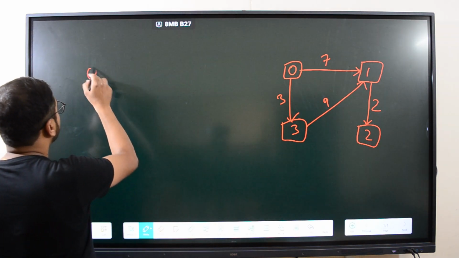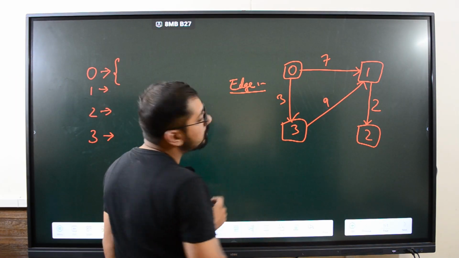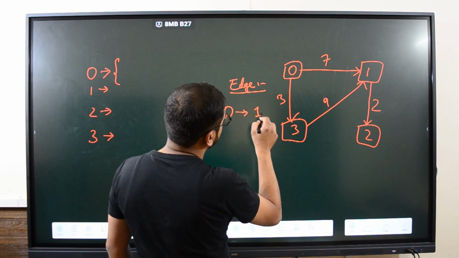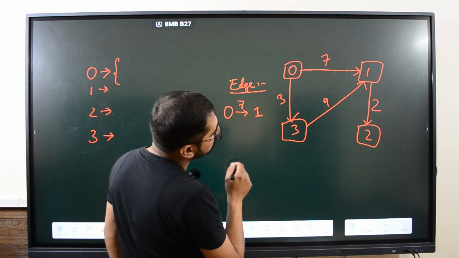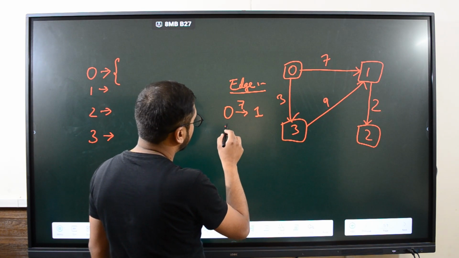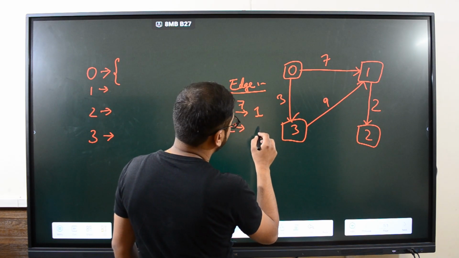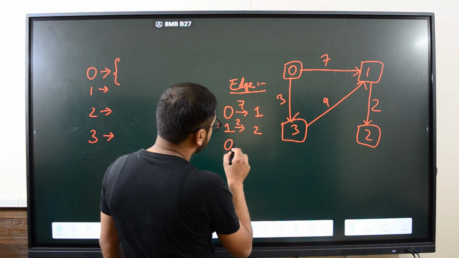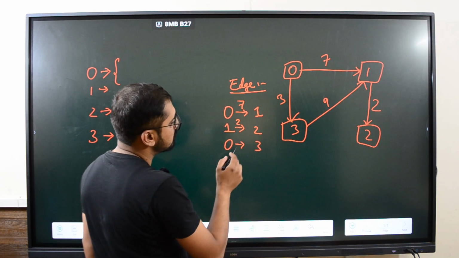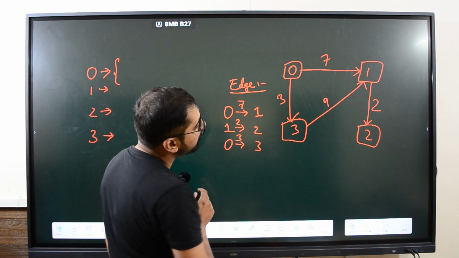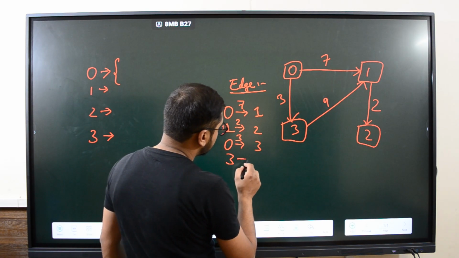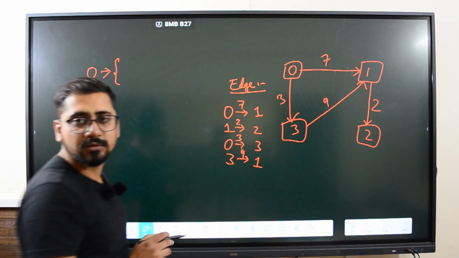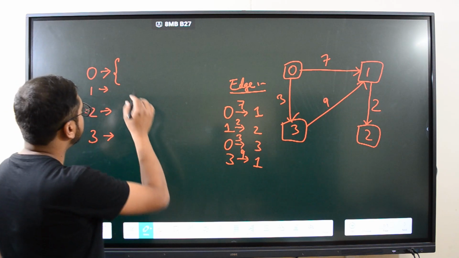Similar to the previous one, where do we have all the edges here? We have an edge from 0 to 1 which has a weight of 7. We have an edge from 1 to 2 which has a weight of 2. We have an edge from 0 to 3 which has a weight of 3, and then we have an edge from 3 to 1 which has a weight of 9. This is done. Now implement the same thing here as pairs.